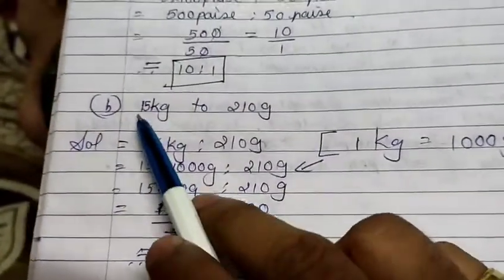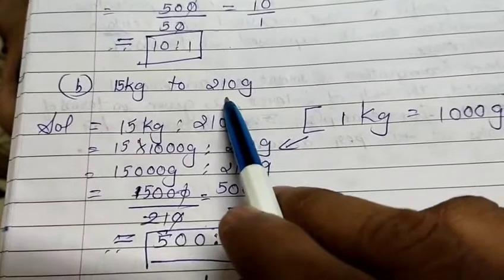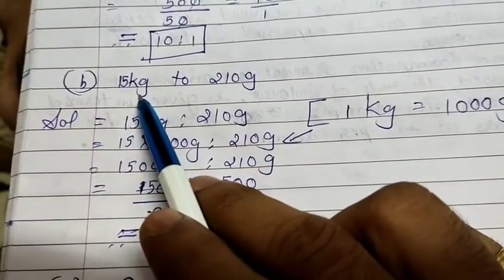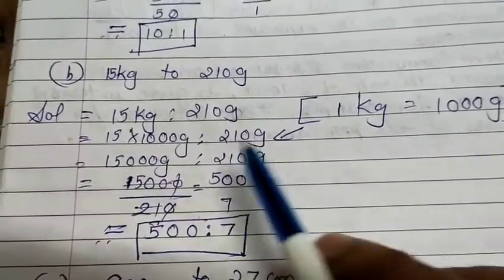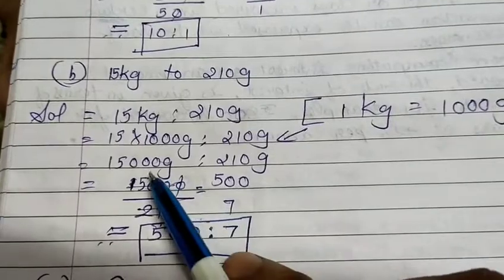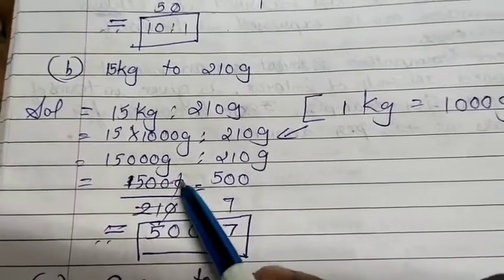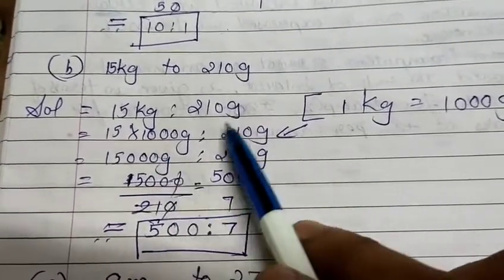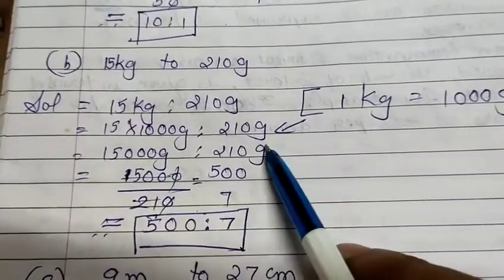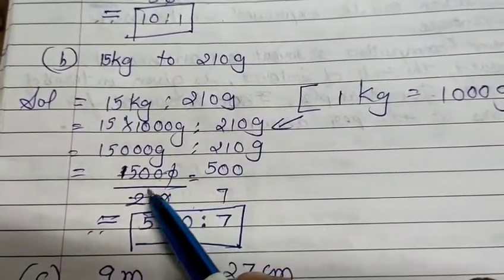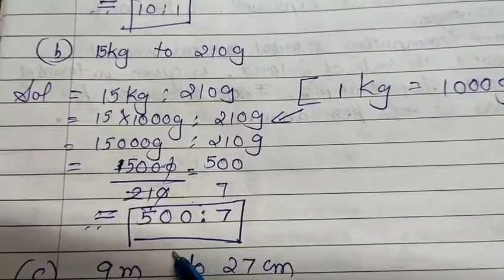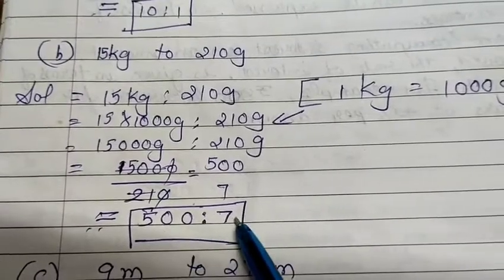Then next one is 15 kg to 210 gram. So you have to convert this kg into gram. So 1 kg equals to 1000 gram means 15 kg means 15,000 gram. Now you can easily find the fraction of such like fraction after converting that unlike fraction into like fraction. Then 15,000 divided by 210 gram, so 0 0 cancel, 3 sevens and 3 50s, 3 500s. So here you are getting the ratio 500 is to 7.